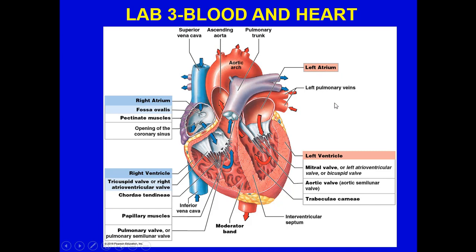Now, upon return, the left pulmonary veins are going to bring the blood in. The right ones will do the same, and we enter the left atrium. This will pass through the mitral valve, also known as the bicuspid valve or the left atrioventricular valve. You will have again chordae tendineae, and again papillary muscles providing stability. And then you enter the left ventricle.